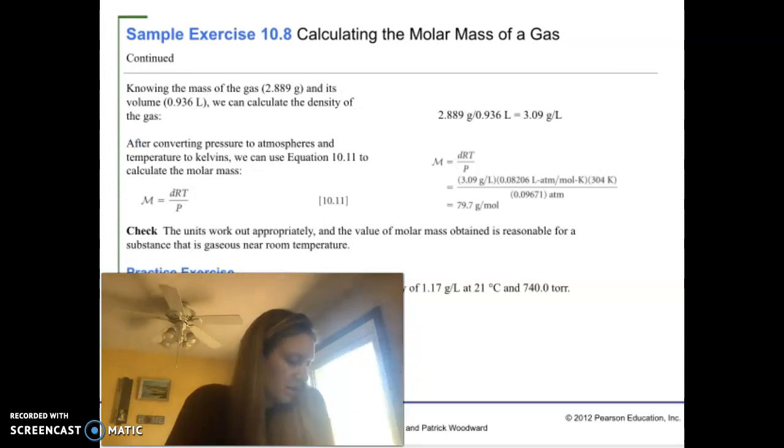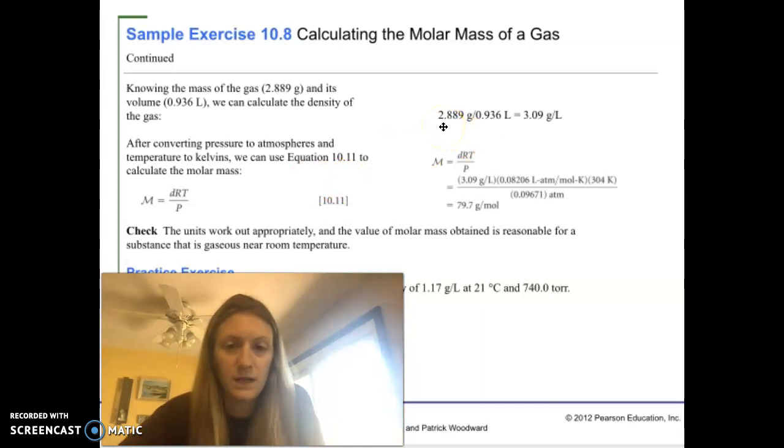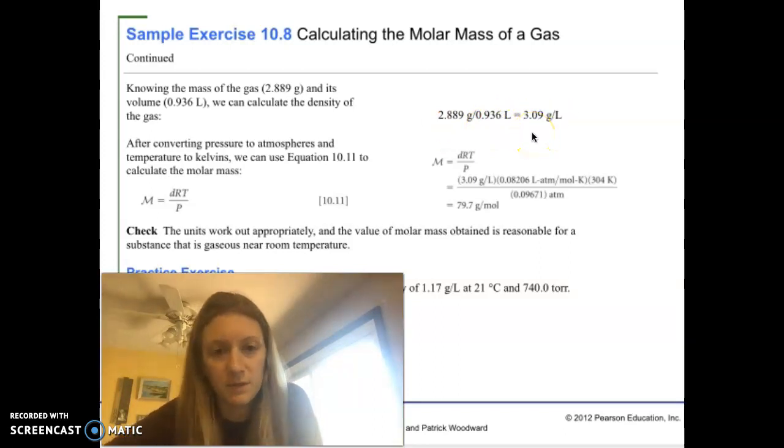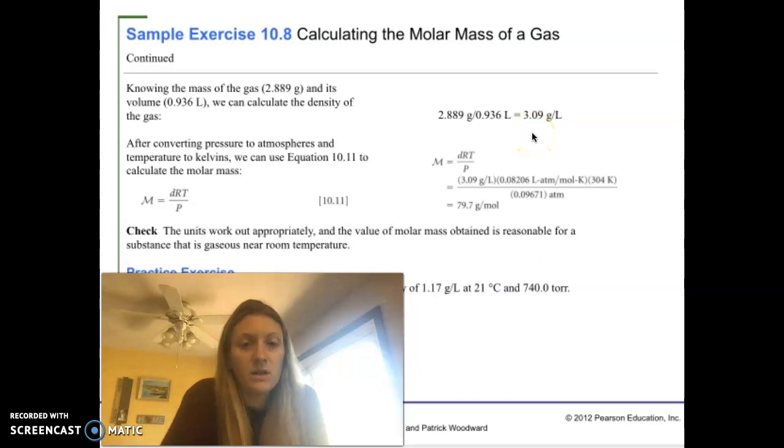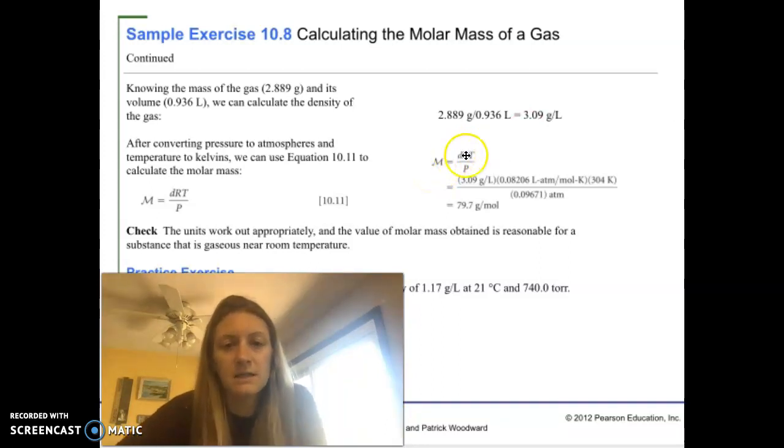All right. So now we know the mass of the gas, we know the volume, which means we can calculate the density. So we're going to take mass divided by volume, which is the 2.889 divided by 0.936 to get 3.09 grams per liter. And what they're ultimately asking for is what the molar mass is. So using that equation, we know that the molar mass will equal the density times the gas constant times temperature divided by P.